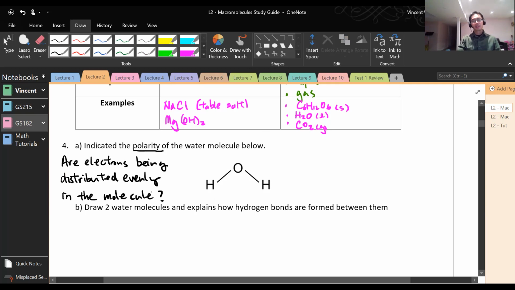Okay. So if the answer is yes, they are being distributed evenly, then we say it is non-polar. If the answer is no, they are not being distributed evenly, then it's going to be polar, because you will have electrons hanging around on one side more so than the other. So that makes it polar.